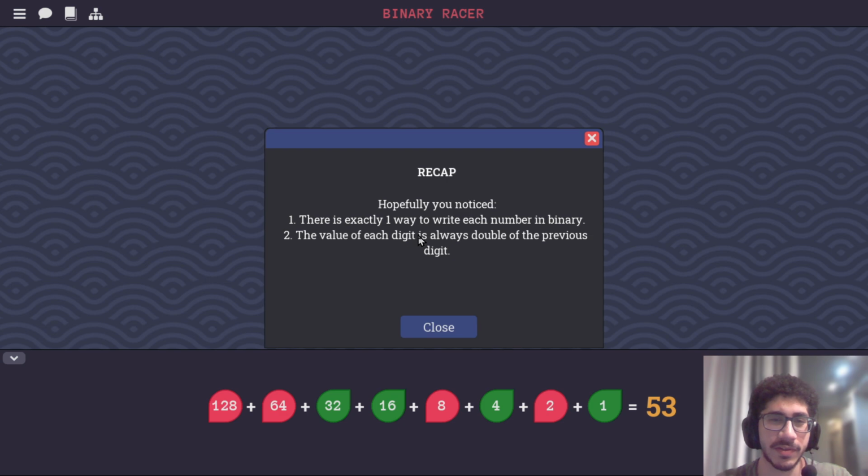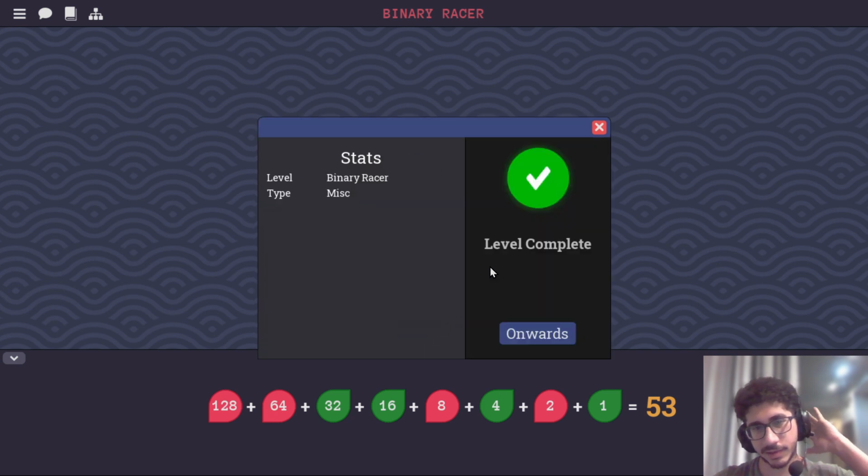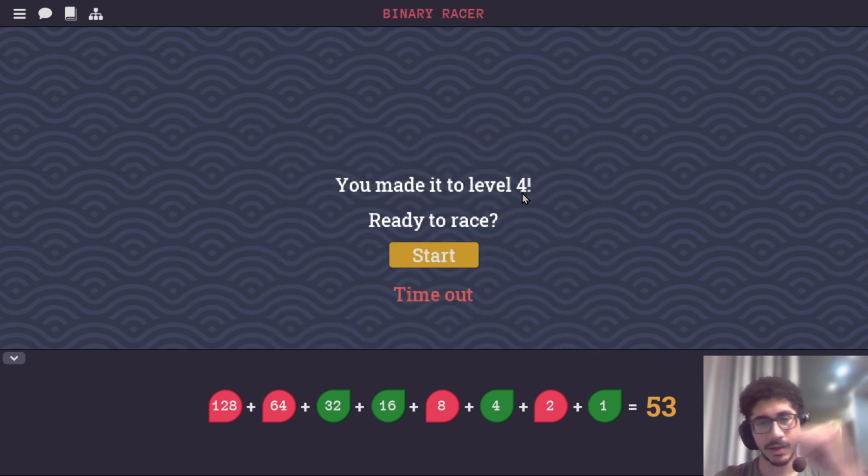Recap, hopefully you noticed there's exactly one way to write each number in binary. The value of each digit is always double the previous digit. Yeah, you can also imagine it's just times 2. That is something that I kind of overlooked, but it makes sense because it's the power of 2. Just one last thing I wanted to note: counting numbers is kind of easy.